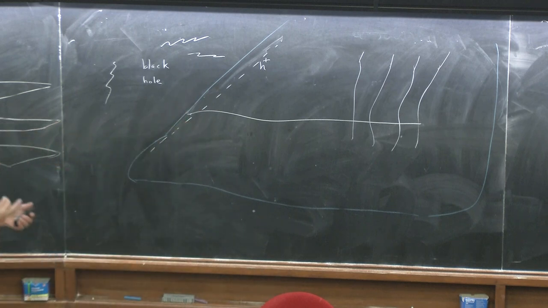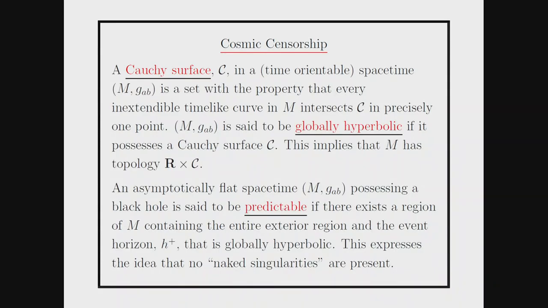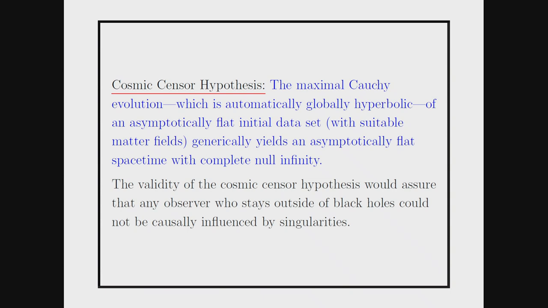This would be called a predictable black hole space-time. And that is a precise expression of the idea that there aren't any naked singularities present. Okay, so what does this have to do with cosmic censorship?